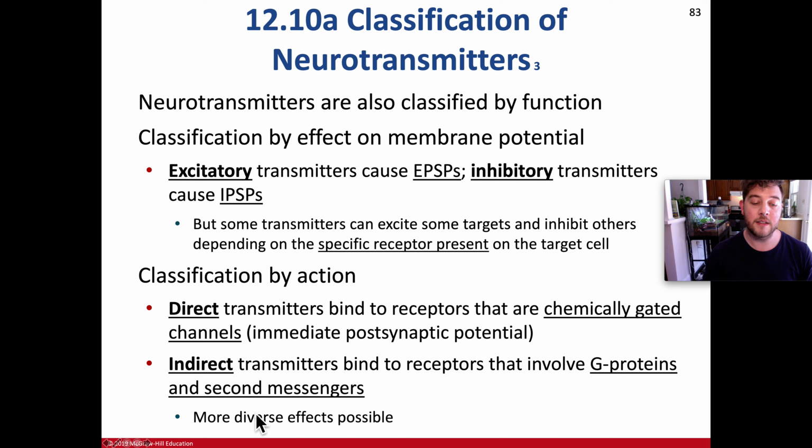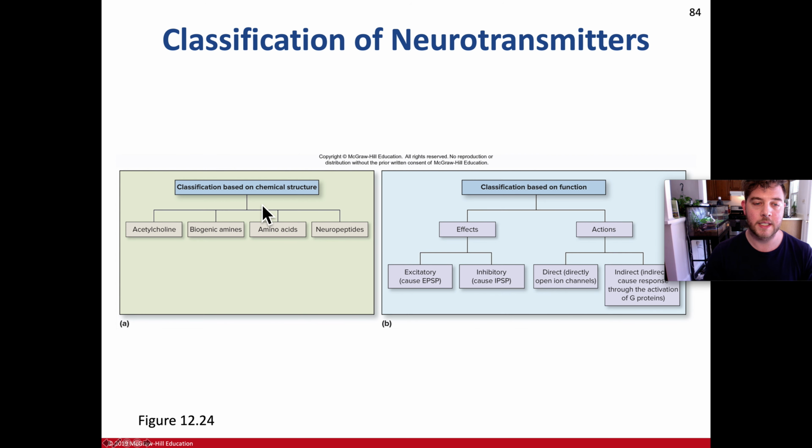So G proteins, these second messengers, have more diverse effects possible, and they could also have a much broader effect. While direct transmitters cause a direct effect to occur, the indirect transmitters binding to the G proteins cause this cascade to happen, so their effect can actually be amplified. This is just a breakdown of that, the chemical structure and the functional structure.